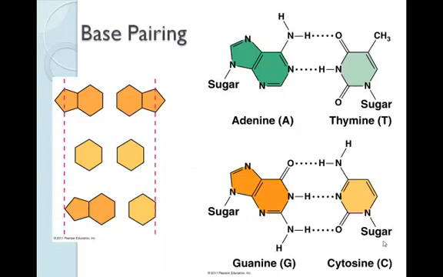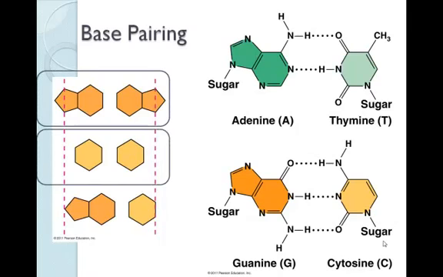The base pairing also relates to the width of the ladder. DNA has a constant width, and this requires that a purine, either adenine or guanine, pairs with a pyrimidine, either thymine or cytosine. If two purines pair together, the structure is too wide. If two pyrimidines pair together, the structure is too narrow. But a purine paired with a pyrimidine is exactly the right size.